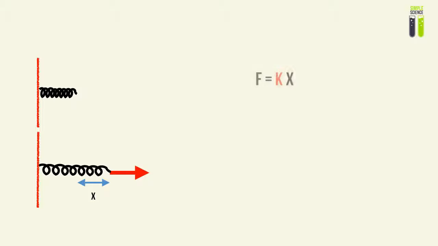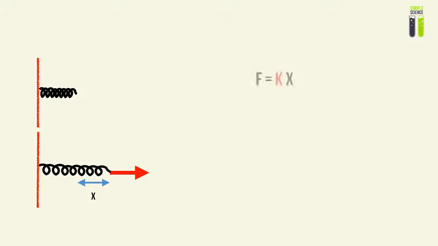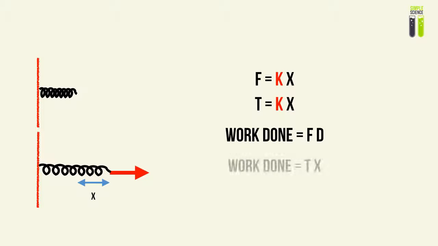So we know that F is equal to kx, where x, the extension, is directly proportional to the force, and we know that the force which we apply will correspond to the tension that is within the string. Alright, and since work done is equal to force times distance, and F and T are numerically equal, then work done is equal to T times d. So to reiterate, F is equal to kx, T is equal to kx, work done is equal to Fd, and work done is also equal to Tx.